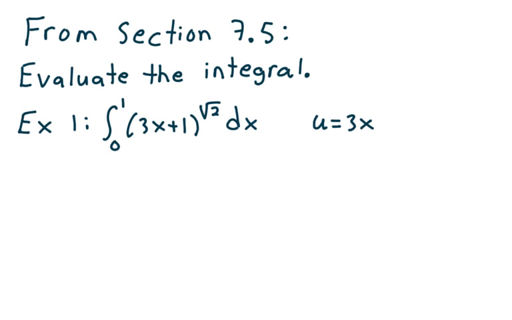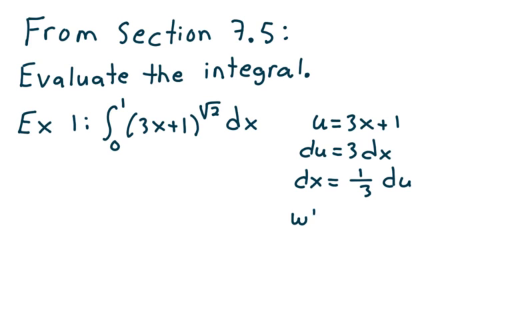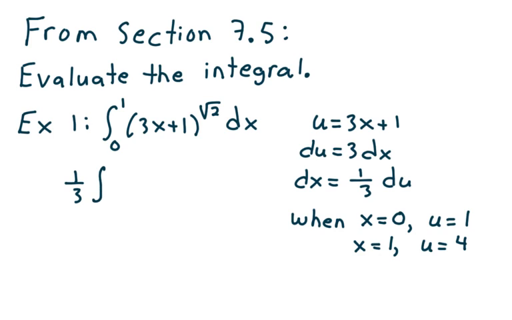So if I let u be 3x plus 1, I know that du is 3 dx, and so dx is 1/3 du. We have to transform our limits in terms of u as well. When x is 0, u is 1, and when x is 1, u is 4. And so I'm going to have a 1/3 out in front of the integral from 1 to 4 of u to the square root of 2 du.